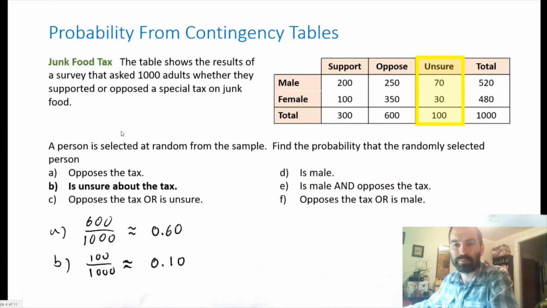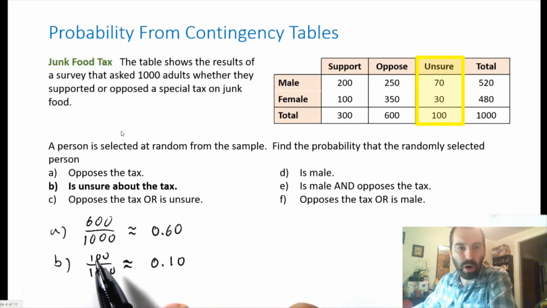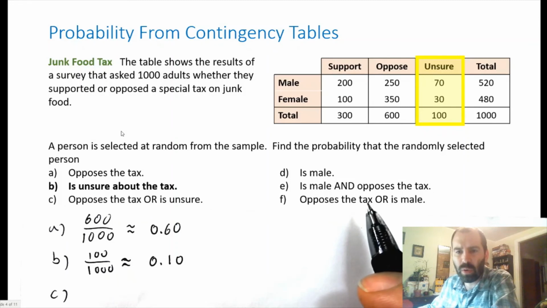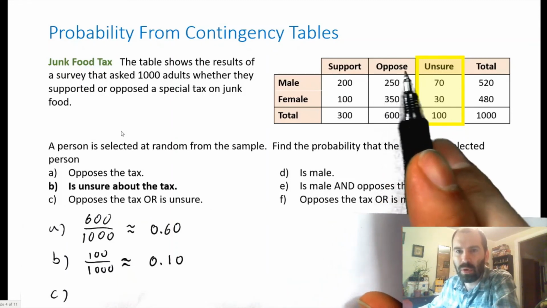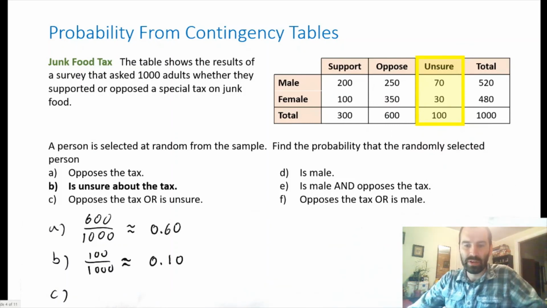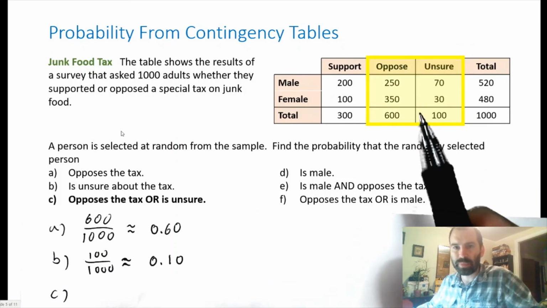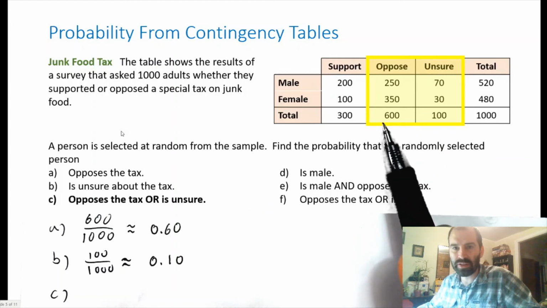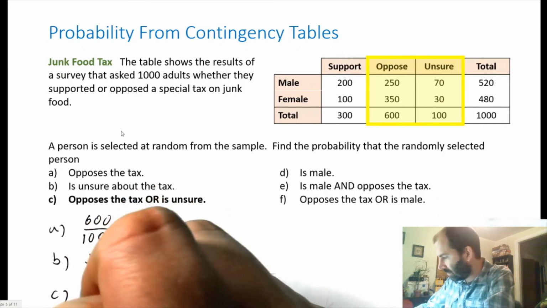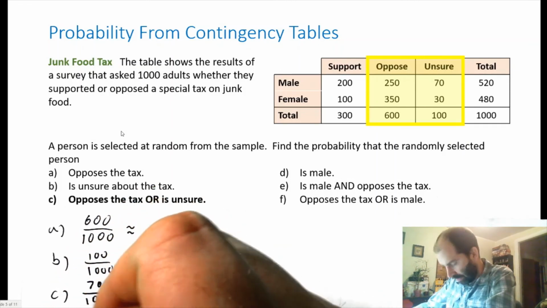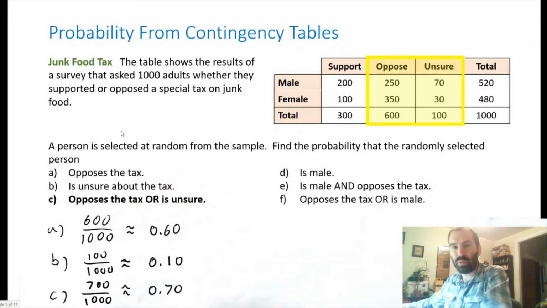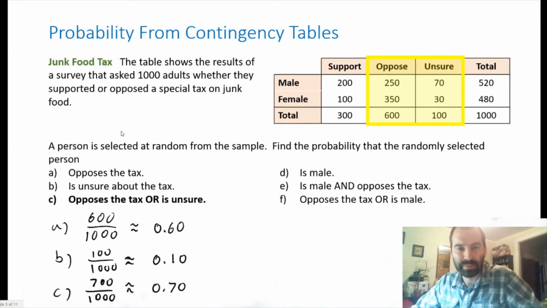All right, what about C? Opposes the tax or is unsure. Opposes or is unsure. That means you're in this column or you're in this column. So all of these people count. How many of them are there? Well, there's 600 in this column, 100 in this column, 700 total. 700 over 1,000. The probability is 0.7.